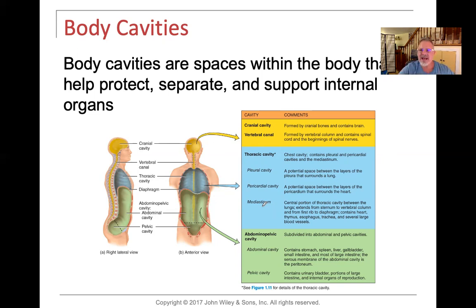It's this passageway that some major blood vessels are going to travel through, along with your esophagus and your trachea, your windpipe. Down here on the bottom is the abdominal cavity and the pelvic cavity. The abdominal cavity is going to have most of your digestive organs, and your pelvic cavity will have some of the reproductive organs.